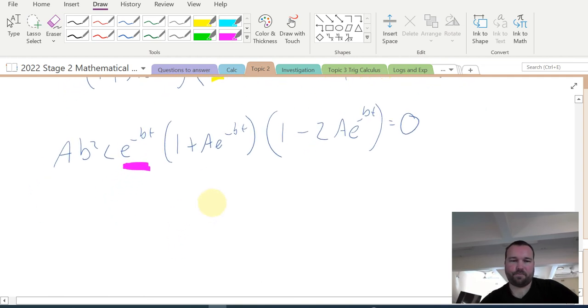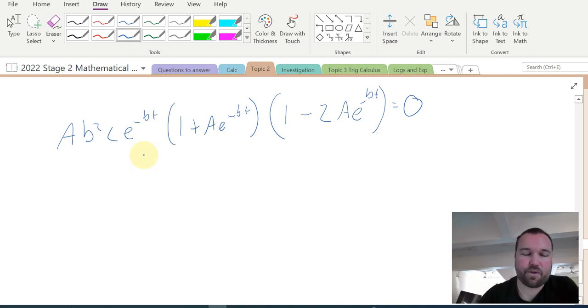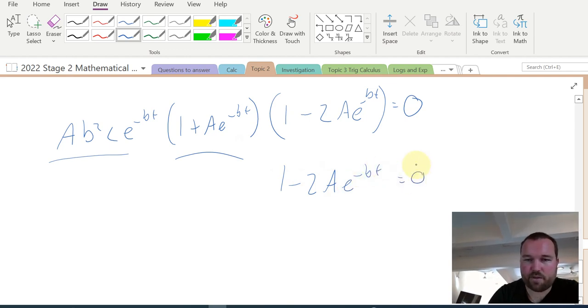Now, looking at this for solutions, a, b, and c are all positive constants. A is greater than 1. So this term here will never get us a solution because e to the power of anything is always positive, and all the other a, b, and c are positive. Here, that will never get us a solution because it's 1 plus e to the power of anything, which is always going to be positive and non-zero. And a is positive, so that will always be positive. Our only solution comes from this one. 1 take 2a e to the minus bt equals 0.